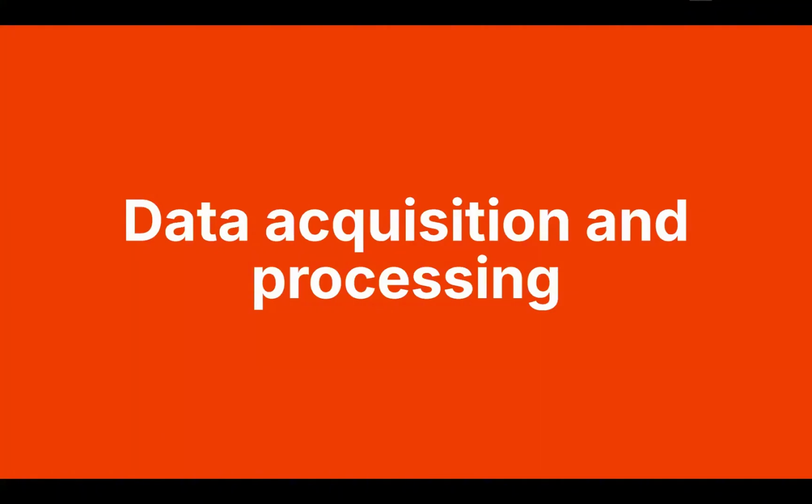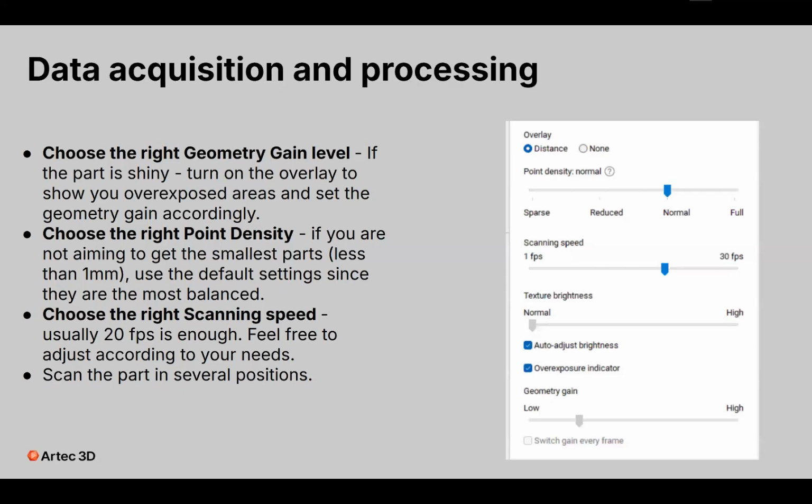So if we are using the scanner for reverse engineering, the first step is to scan the object in order to obtain a mesh. Here, I would like to highlight several things that you need to consider and to know when you are scanning with a Spider 2. There are several critical parameters that are absolutely worth your attention.